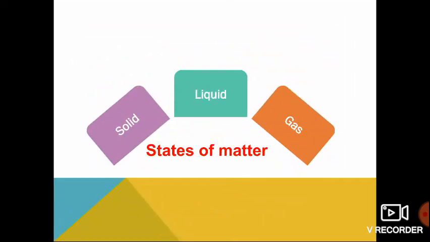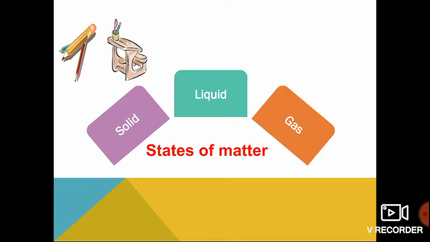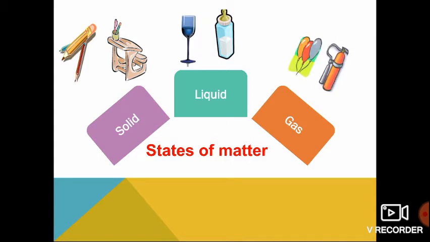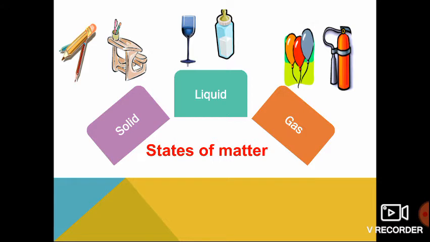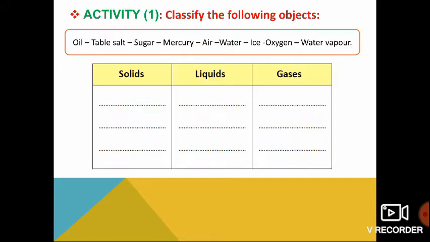We have three states of matter: solid, liquid, and gas. Solid is like anything solid around us, like a pen or a table. Liquid is like water or milk. Gas is like air in balloons or carbon dioxide.